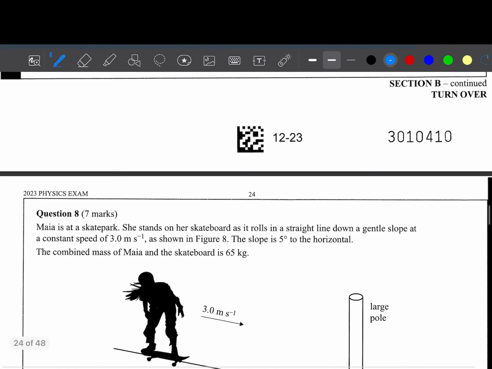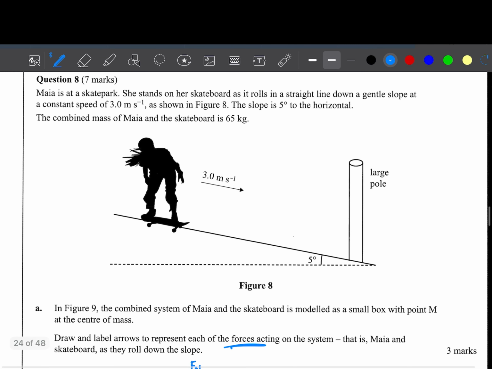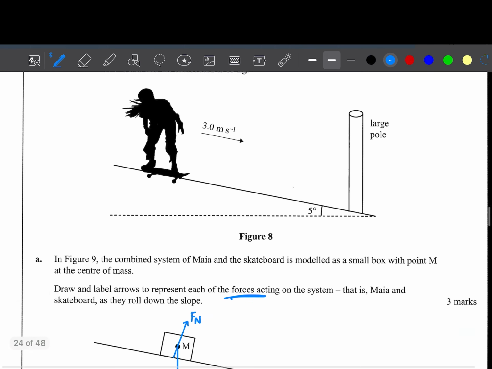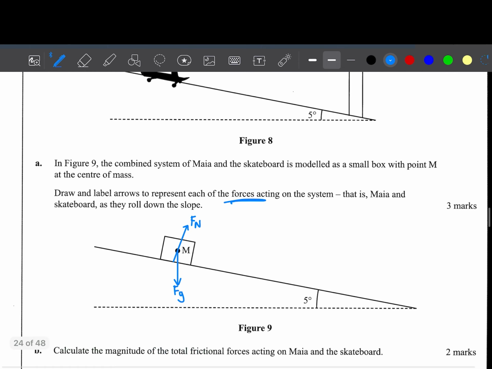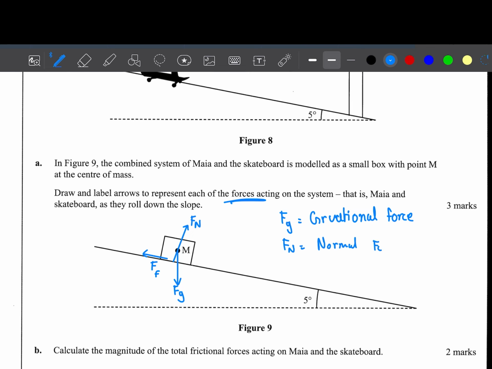and have they mentioned anything about the friction? No, they haven't said friction-free or anything, so I'm just going to say there is friction, and I'm going to add it over here, F of friction. So I'm just going to make a label too, gravitational force, forgot how to spell that. Fn is the normal force, and F is the friction.